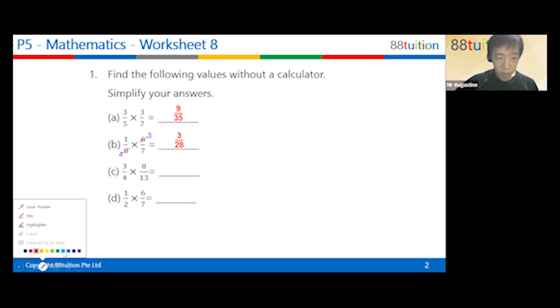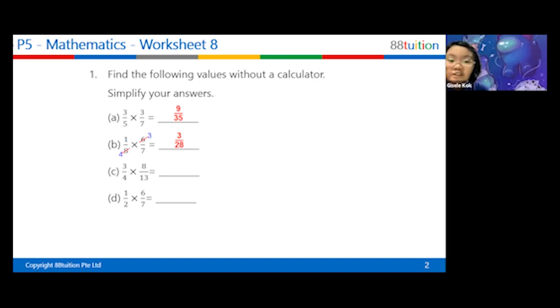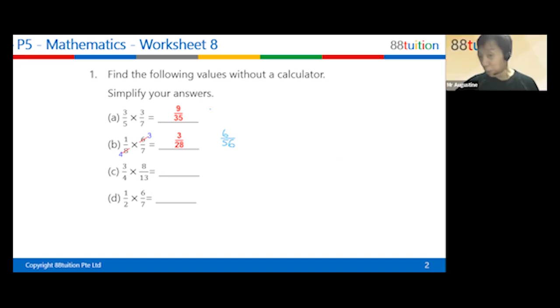Okay, so let me write out what if you had directly multiplied instead. If you had directly multiplied, what would you have gotten? You would have gotten 6 out of 56.